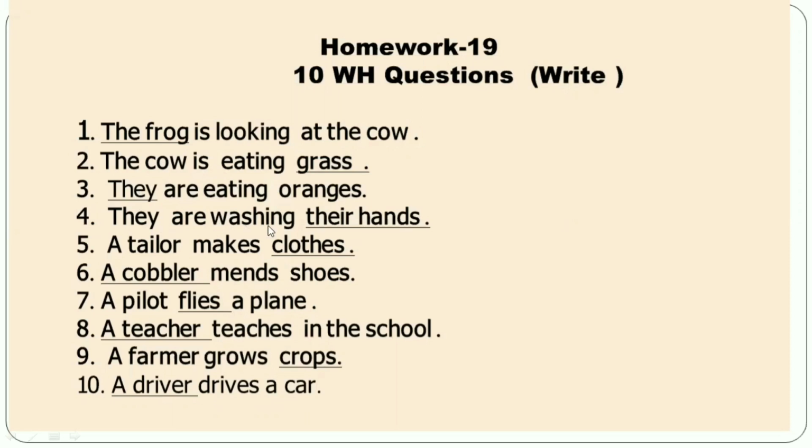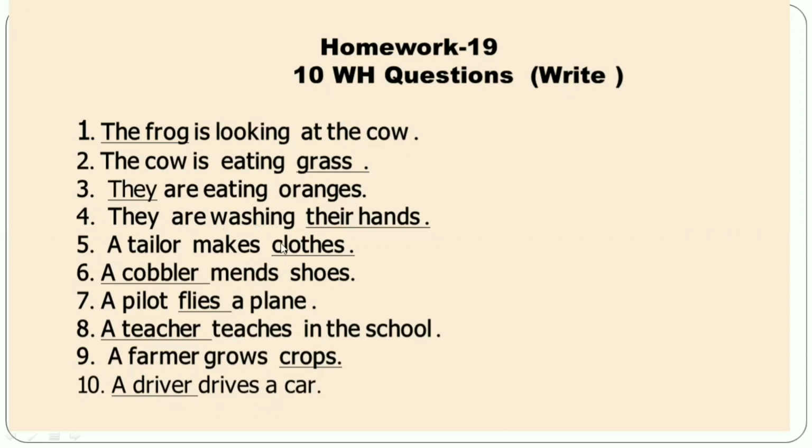They are washing their hands. So their hands, so things. So at first you will write what, then here is the auxiliary verb are, what are, then subject they, what are they washing?